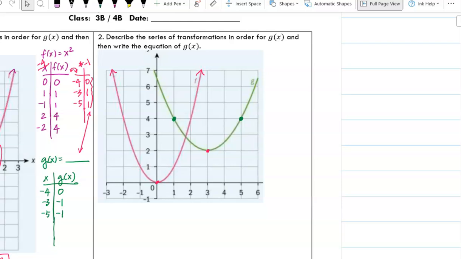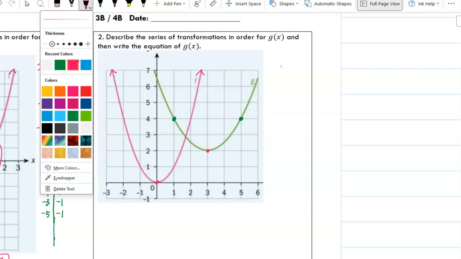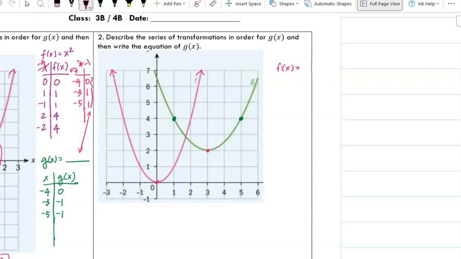Okay, so number 2, let's go ahead and look at the parent function. f of x equals x squared. And I'm going to make my table, f of x, which is the y values: 0, 0, and then 1, 1, negative 1, 1, and 2, 4, negative 2, 4.